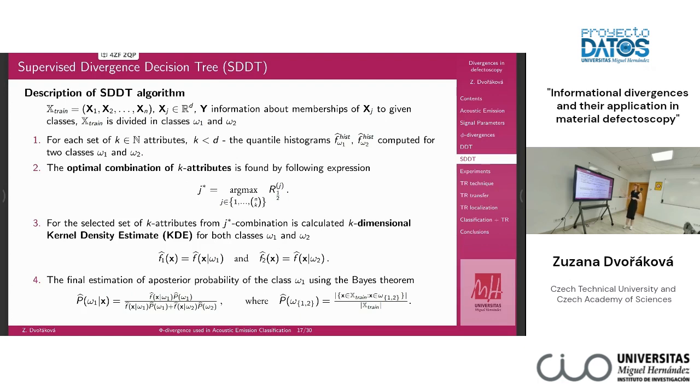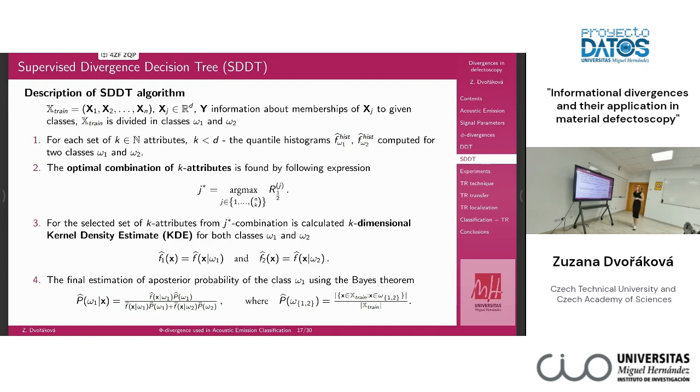We calculate so-called quantile histograms for each class, omega 1 and omega 2, for each set of k attributes. And we try to find out which combination of k attributes is the best, and we find that out by the Rayleigh divergence. We try to find where the maximum of the Rayleigh divergence is, concerning all k combinations of the attributes.